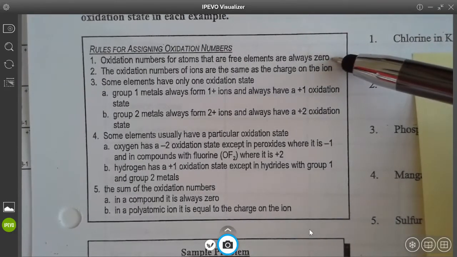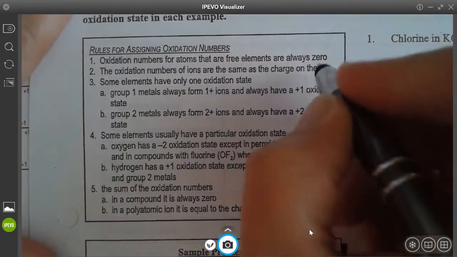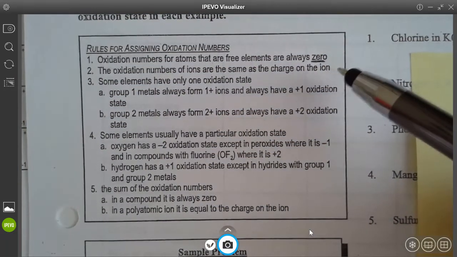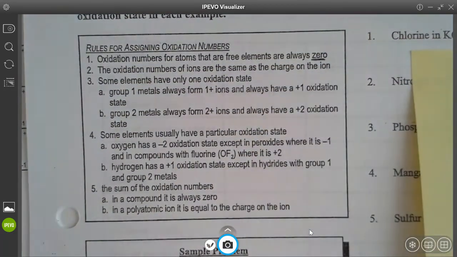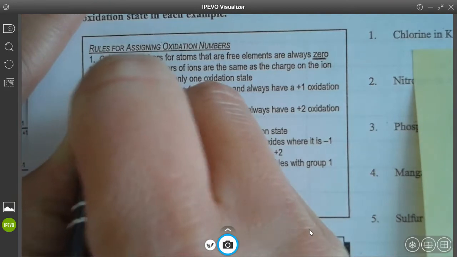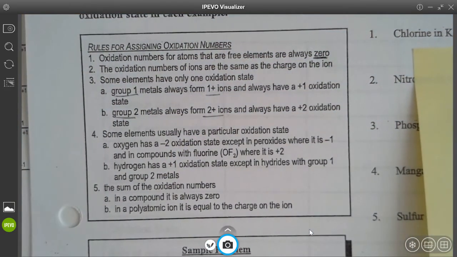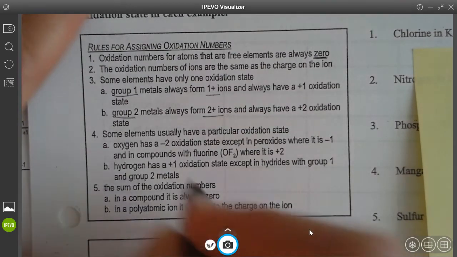If it's not bonded to anything, it's 0. Oxidation numbers of ions are the same as the charge of an ion. So if it says it's an ion, that's going to be your charge. Group 1 is always +1. Group 2 is always +2. Some will have multiple choices.